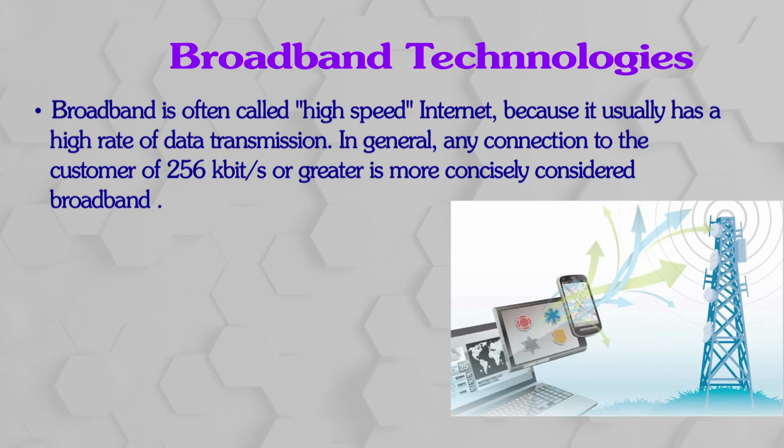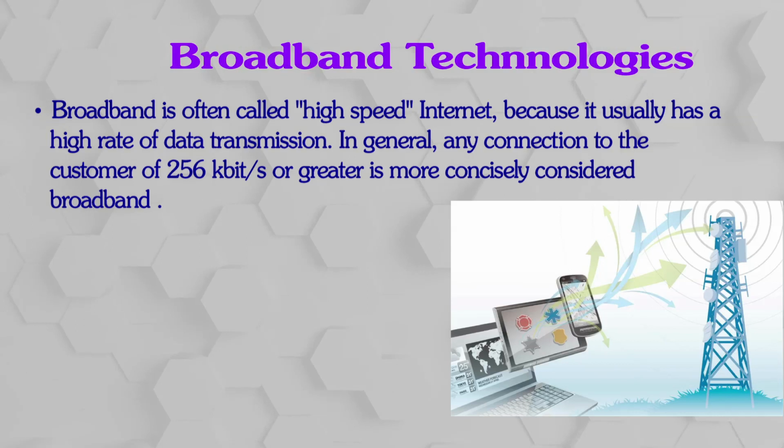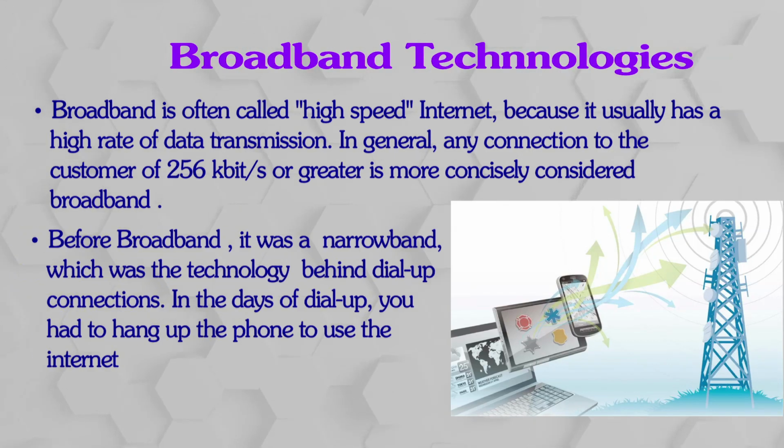Broadband is often called high speed internet because it usually has a high rate of data transmission. In general, broadband is a relative term. Any connection to the customer of 256 kbits per second or greater is more concisely considered broadband. Before broadband, there was narrowband, which was the technology behind dial-up connections, the dial-up modem. In the days of dial-up, you had to hang up the phone to use the internet. Now DSL, the digital subscriber line, and cable modems are the standard broadband technology.